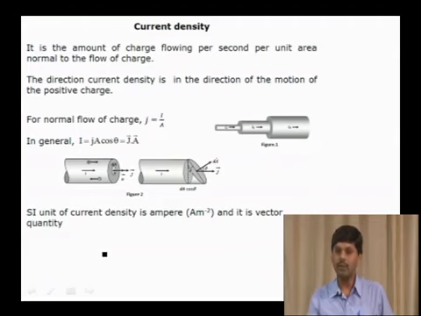Suppose I am given one diagram. In this diagram, the area of cross section at different positions is different, but through the wire the current remains the same. Okay. The SI unit of current density is ampere per meter square and it is a vector quantity.